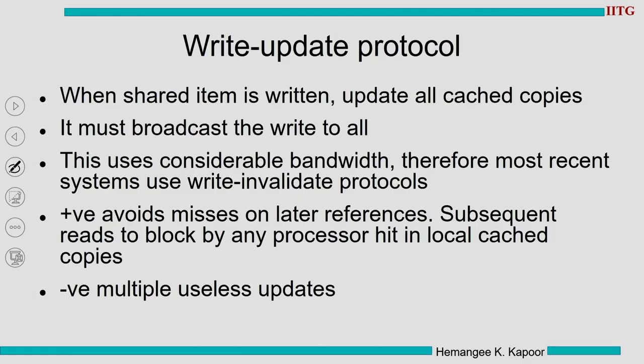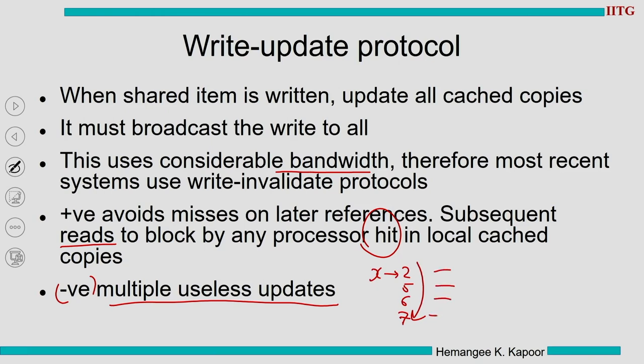Right. So as we can understand, this is going to take considerable bandwidth, because every small write is going onto the bus. Compared to the invalidation based protocols, a lot of bandwidth is required. But the positive aspect is that future readers, the subsequent readers, will not incur a cache miss, because they'll always find the block inside their cache, since they keep on updating that block with the newer values. But the negative aspect is that multiple useless updates go out, because if I'm changing X to 2, then to 5, then to 6, then to 7, I'm doing several writes and all of these writes are going onto the bus, whereas actually only the last write could have been useful to others, right? So we have several useless writes being broadcast in a write update protocol compared to a write invalidate protocol.